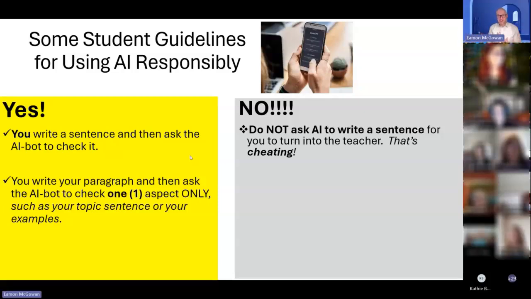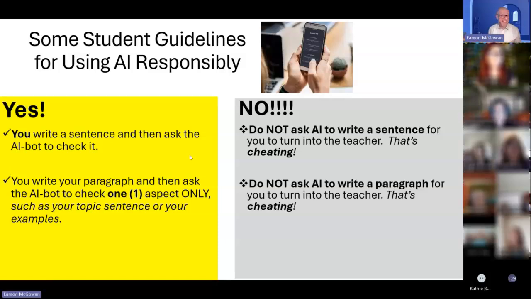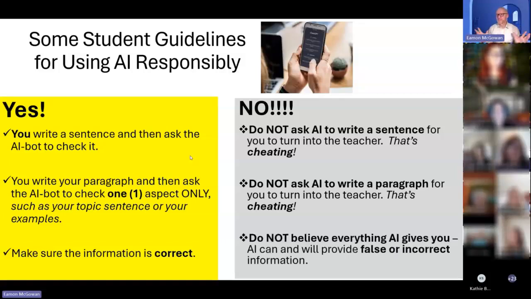Yes, you can write a paragraph and then ask AI to check one aspect, such as your topic sentence or your examples. No, do not ask AI to write a paragraph and turn it in. That's cheating. Just trying to make it simple for the students. And whatever you do, students, please make sure the information is correct, because we know AI can make mistakes. Do not believe everything AI tells you to do.